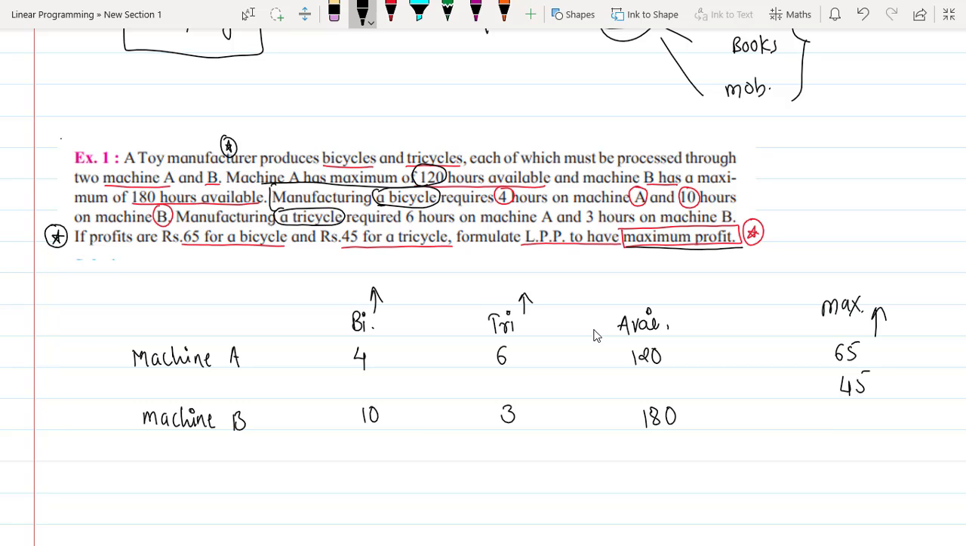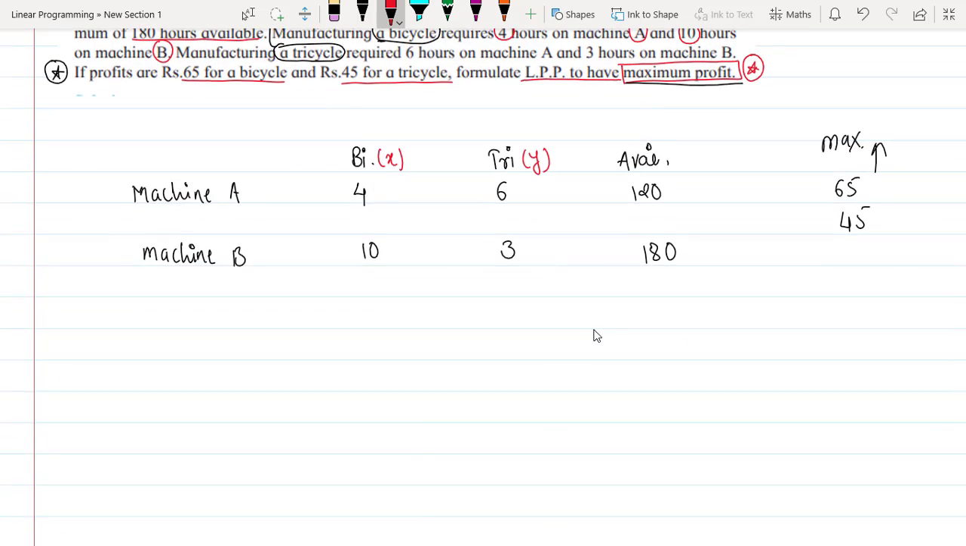Now let's assume that the manufacturer is manufacturing x number of bicycles and y number of tricycles, okay. So let's write this. Let the manufacturer produce x number of bicycles and y number of tricycles.